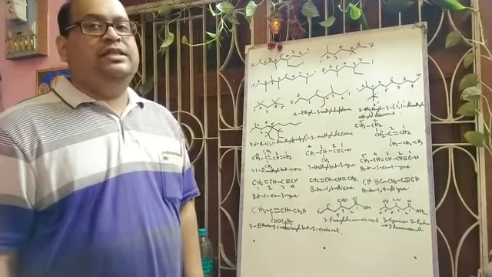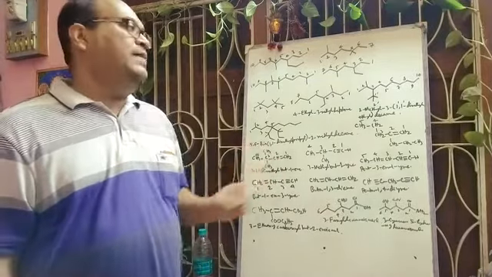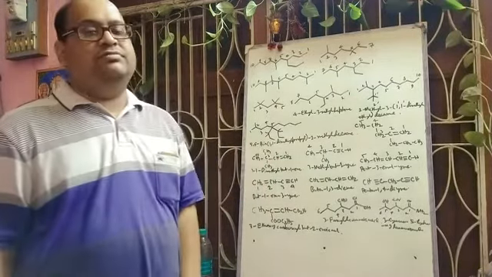Next, for the complex type of alkyl group, suppose this is not the normal type of alkyl group.